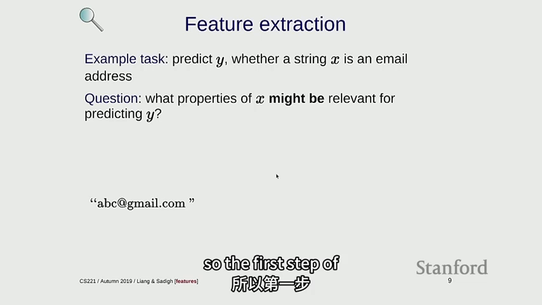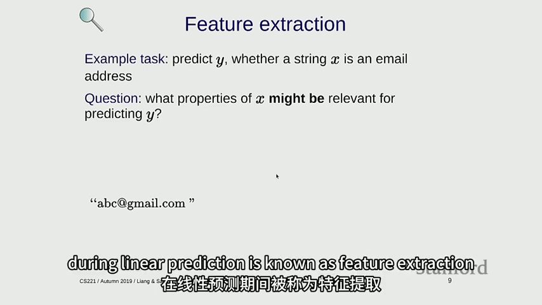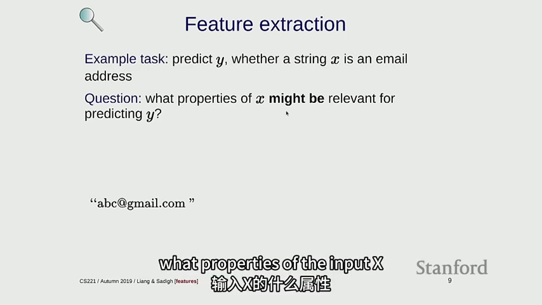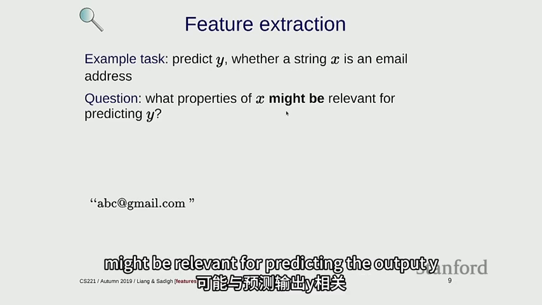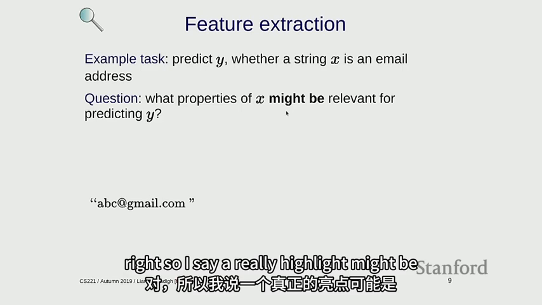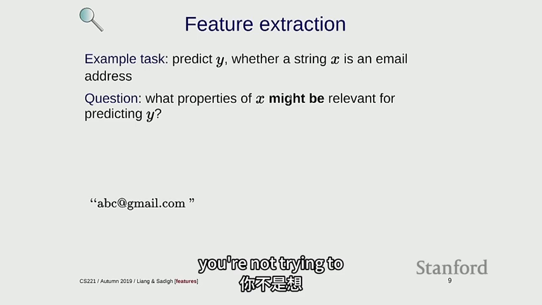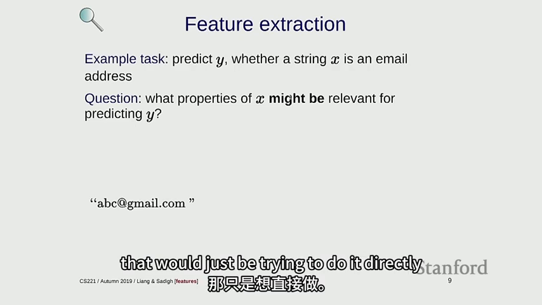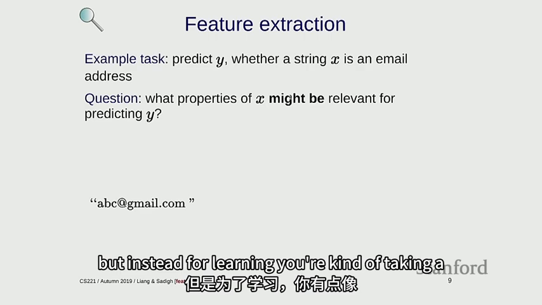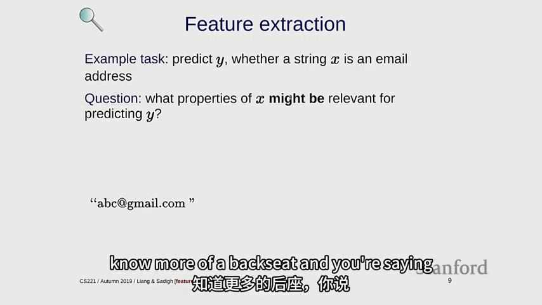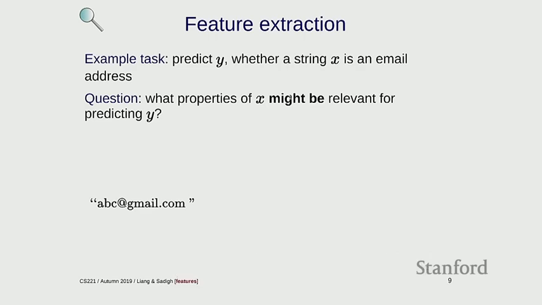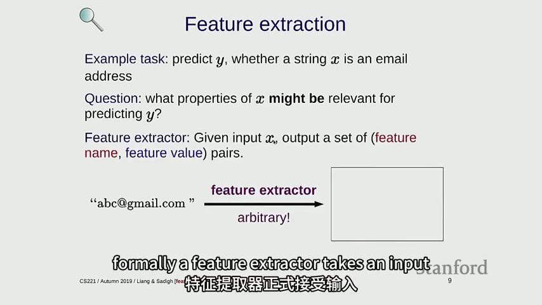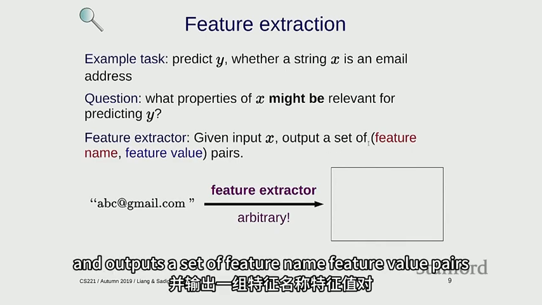So the first step of doing linear prediction is known as feature extraction. And the question you should ask yourself is, what properties of the input x might be relevant for predicting the output y? I really want to highlight "might be." At this point, you're not trying to encode the actual set of rules that solves the problem. That would involve no learning; that would just be trying to do it directly. Instead, for learning, you're taking more of a backseat, and you're saying, well, here are some hints that could help you. Formally, a feature extractor takes an input and outputs a set of feature name, feature value pairs.